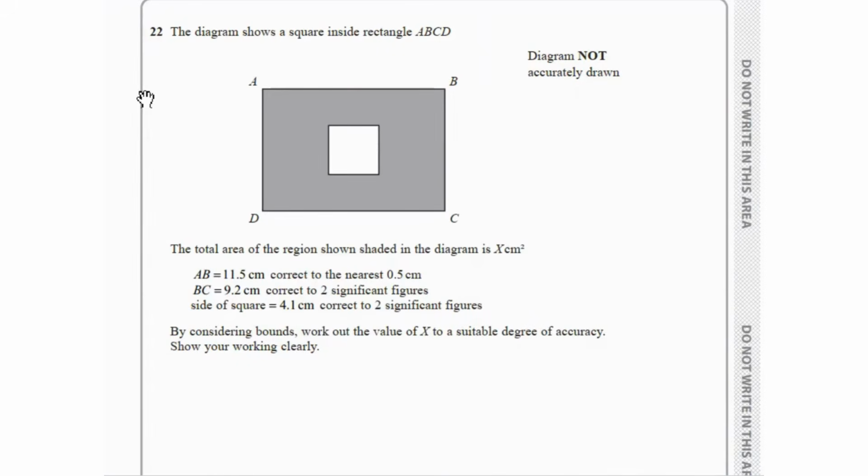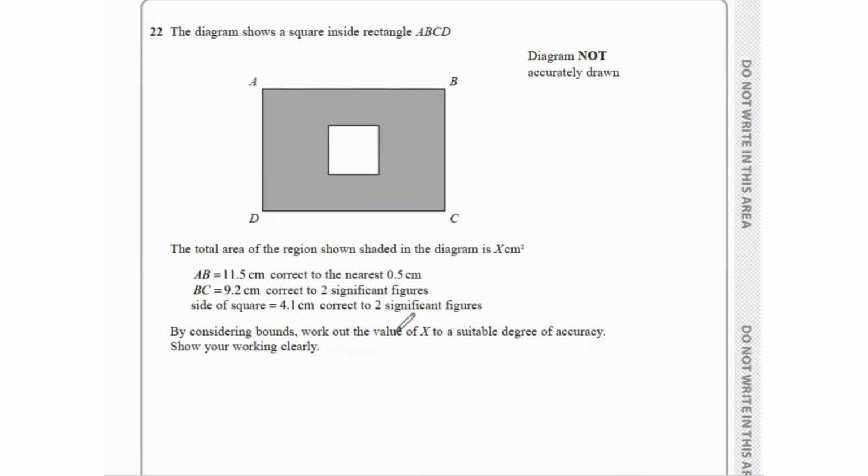Then the diagram shows a square inside a rectangle ABCD. The total area of the region shown here in the diagram is x centimeter square. AB is 11.5 centimeters, correct to the nearest 0.5 centimeters. BC is 9.2 centimeters, correct to two significant figures. Side of square is 4.1 centimeter, correct to two significant figures. By considering bounds, work out the value of x to a suitable degree of accuracy. Show your working. So we'll find the area of the rectangle ABCD and subtract the area of the square from it to get the area of the shaded region.